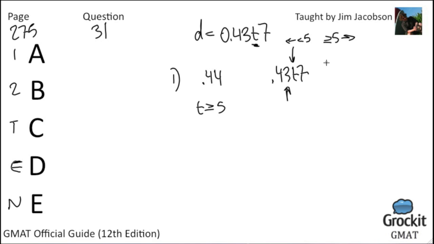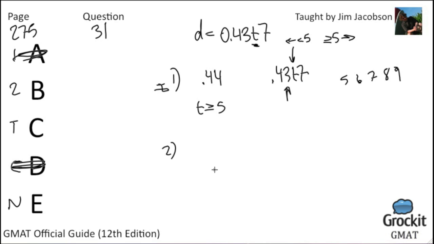However, this is a value data sufficiency question, and so with value questions we need one single value for t. Since t is expressed as an inequality here, greater than or equal to 5, there's a whole range of values: 5, 6, 7, 8, 9. With 5 different values for what t could equal, statement 1 on its own is insufficient. We can cross off answer choices A and D for that reason.